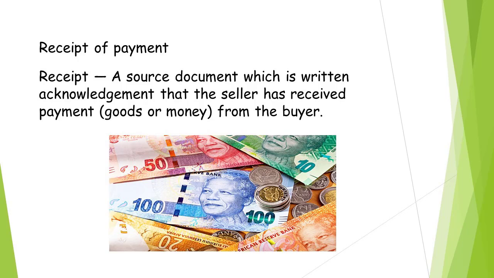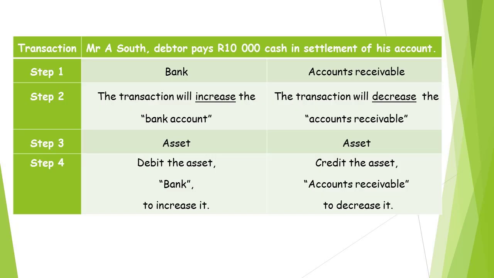The receipt is a written acknowledgement that the seller received payment from the buyer of the goods. In our example, the goods were initially sold on credit, and now, at a later date, the debtor, or in other words, the buyer, is settling his debt towards the seller. After the business issued the receipt for the money it received, it must now start recording the transaction.